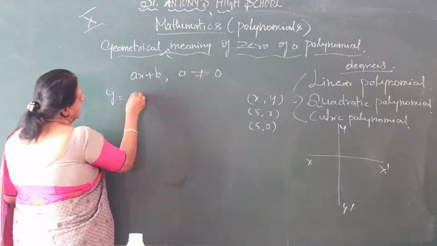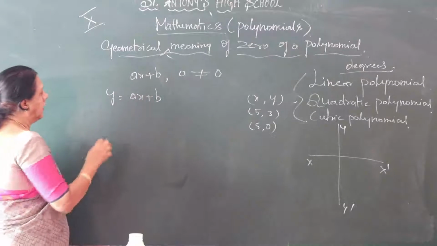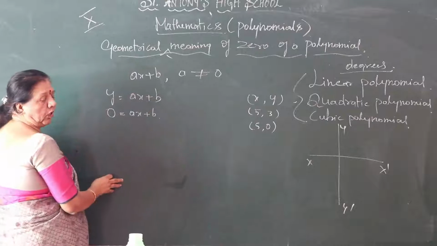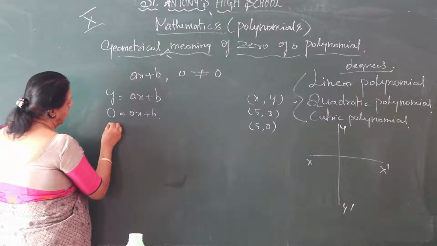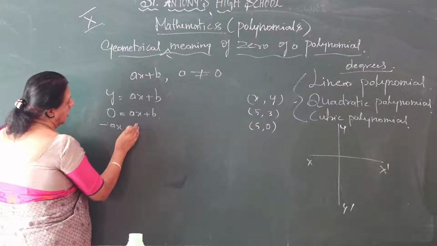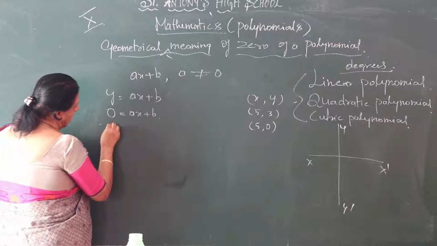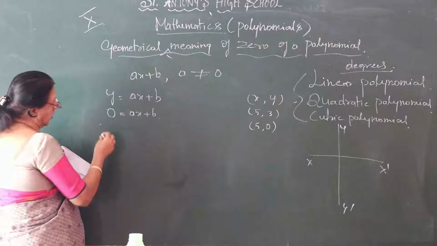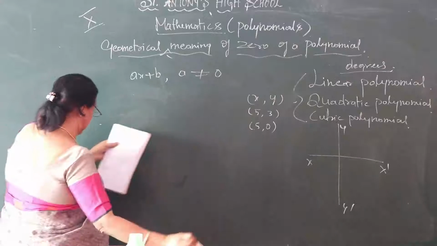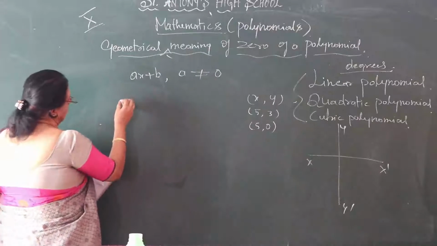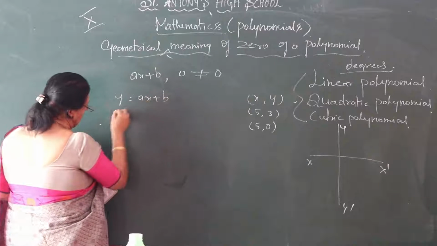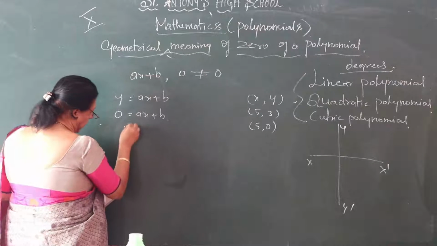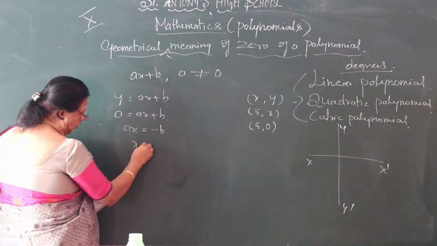Then look at the board, children: y is equal to ax plus b. When y becomes 0, ax plus b is equal to 0. So now ax is equal to minus b, and x is equal to minus b by a.